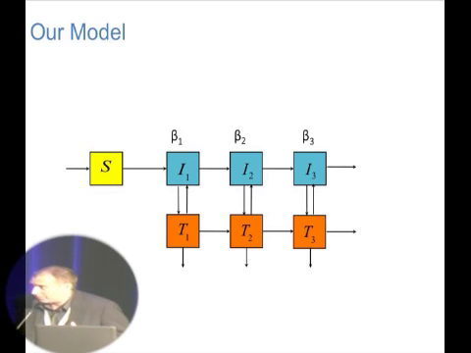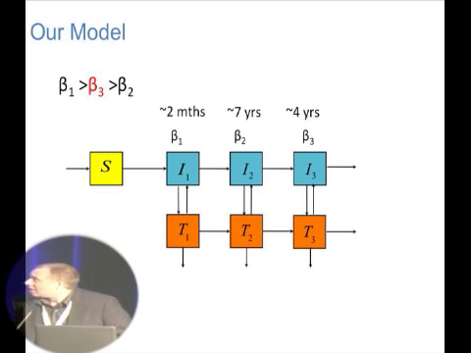Our model is somewhat different. We have a 3-stage model, and here we've included primary infection, chronic infection, and symptomatic infection. So here you'll notice beta 1 represents the infectivity during primary infection, and it's going to be higher than beta 3, the symptomatic infection, which is again higher than the infectivity in chronic infection. For our base model, we have a time of 2 months in primary infection, 7 years in the chronic stage, and 4 years in the symptomatic stage.